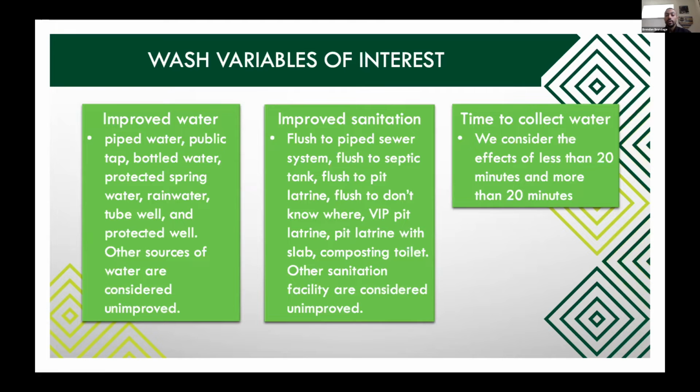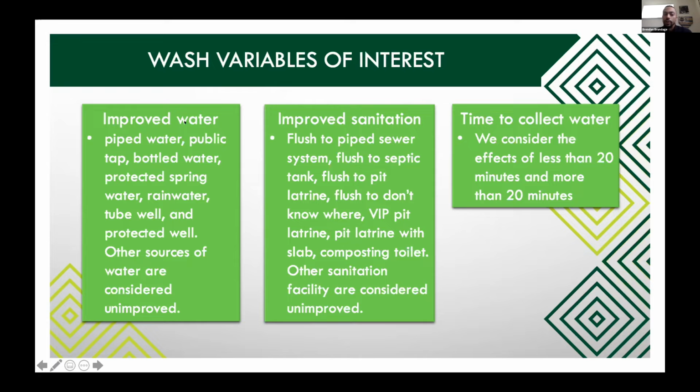So we create 3 measures of WASH that become our main independent variables. And we estimate these effects separately on women empowerment. So our 3 measures are improved water or improved drinking source, improved sanitation, and time to collect water. We classify improved and unimproved using the DHS classifications, which is common in the literature. So these classifications are the different sources that appear under our WASH variables.